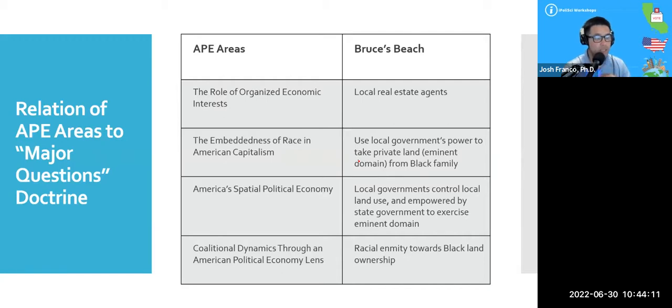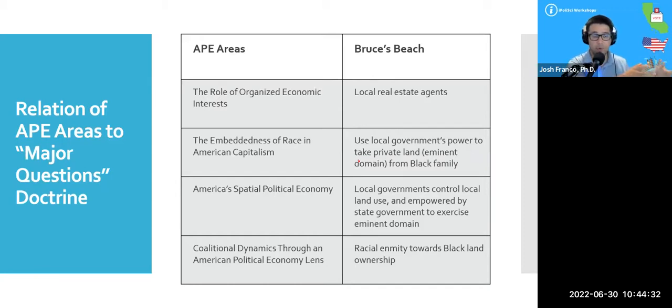Next, you have America's spatial political economy. So local governments control local land use and are empowered by the state government to exercise eminent domain. So eminent domain can be exercised by the federal government, by the state government, and by local governments. And when you think about the idea that the government can take land, it isn't just taking it outright. There's supposed to be some type of compensation.